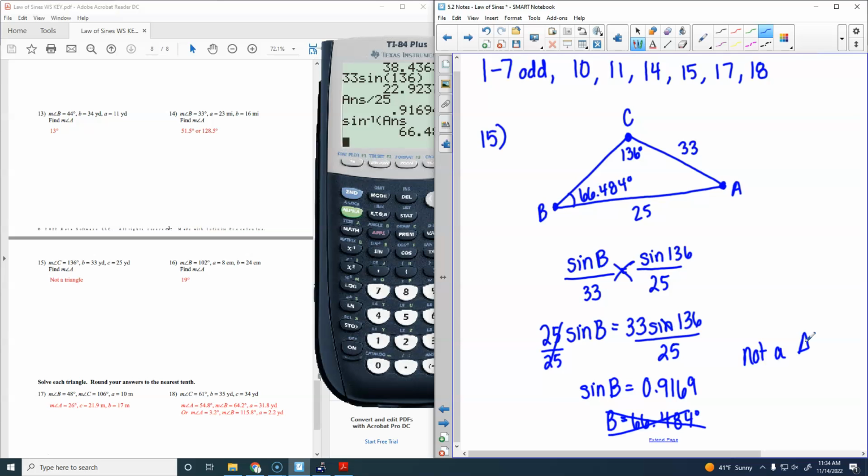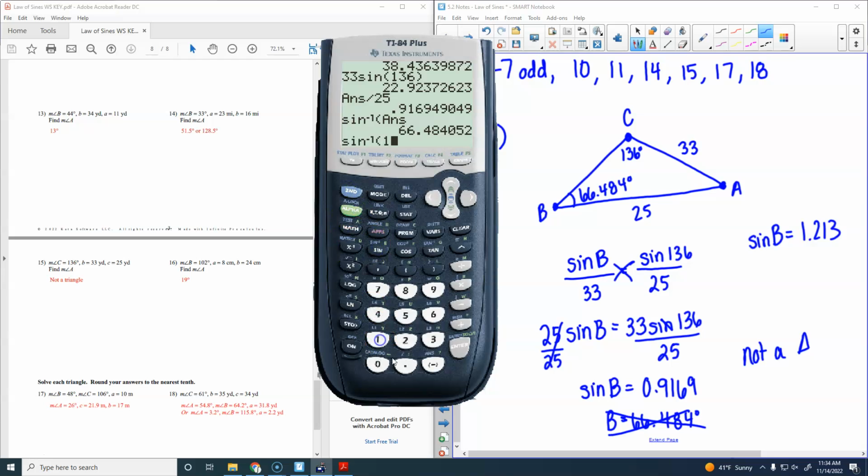Okay? Now, normally, let me tell you, because there's another one that this happens on. Normally, it doesn't happen this way. That's why I was a little bit puzzled. Normally, what happens is you end up with something like this. Sine of B equals 1.213. If you try to do sine inverse of 1.213, you're going to get an error. Can sine ever be bigger than 1? It's got to be smaller than 1, so that is usually what happens when it's not a triangle. So if you get an error there, it's also not a triangle problem.